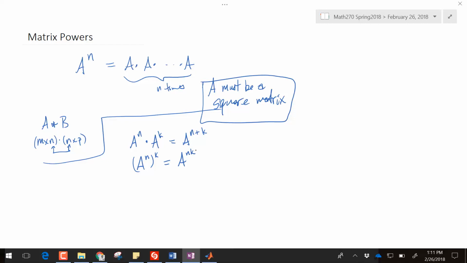No, because you can't multiply. If it's not a square matrix, then when you square it, just squaring it, it's not going to work already. So we already have an issue there.